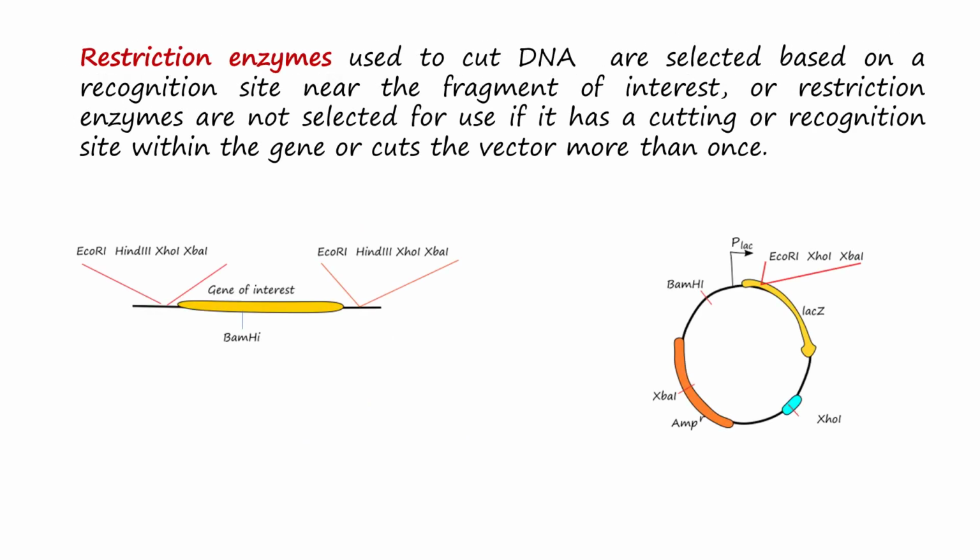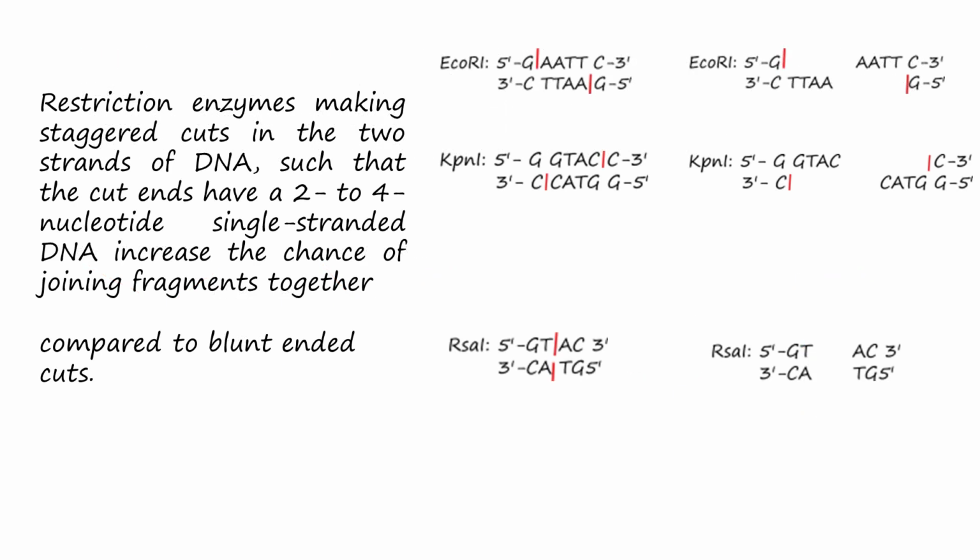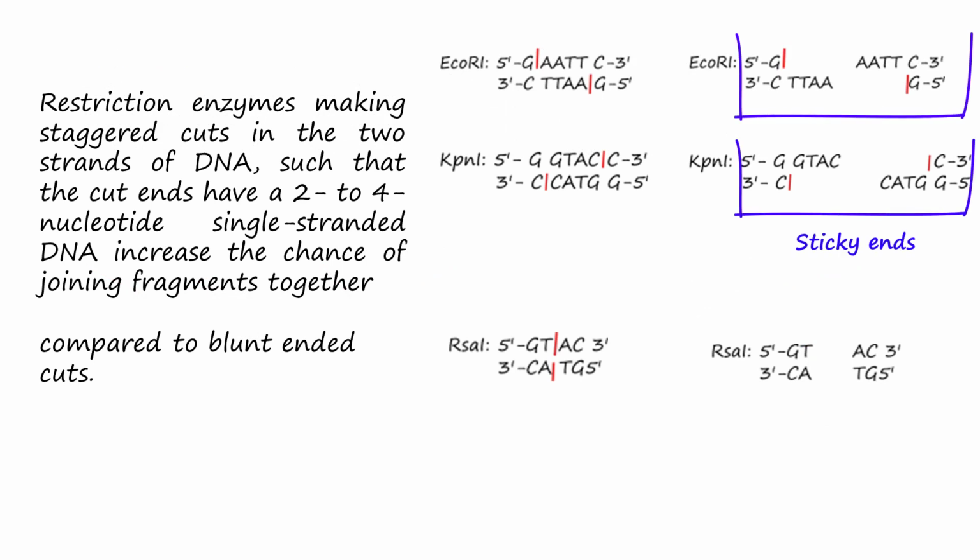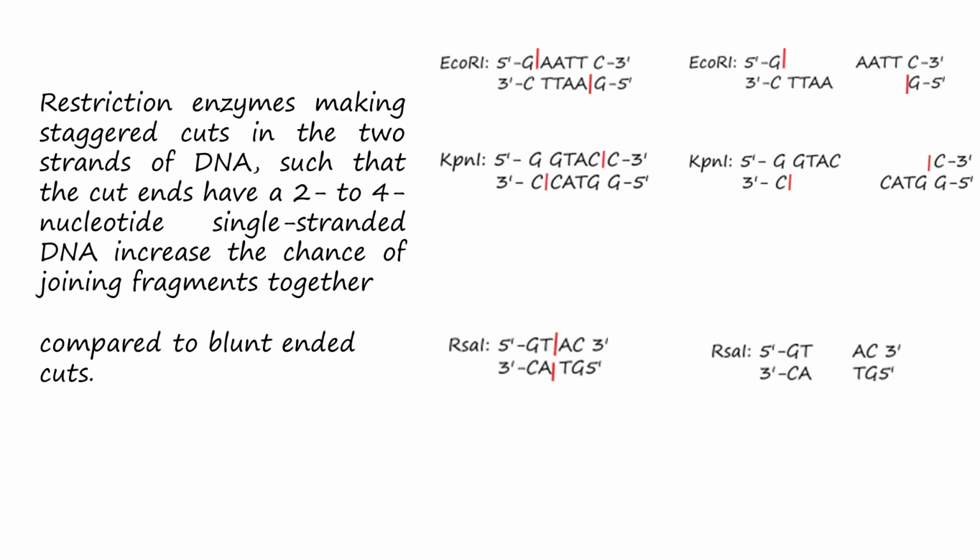DNA is cut with endonucleases such as restriction enzymes selected based on recognition sites near the fragment of interest. The restriction enzymes are not selected for use if they have a cutting site within the gene or cut the vector more than once. Restriction enzymes can make staggered cuts in the two strands of DNA such that the cut ends have a 2 to 4 nucleotide single-stranded DNA called sticky ends. Restriction enzymes can also cut across the complementary DNA strands at the same position and create blunt ends.